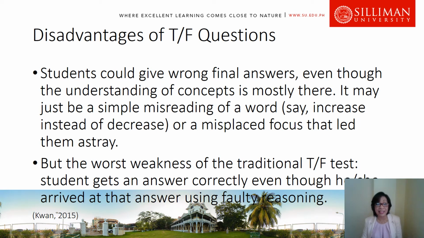Another set of disadvantages, students could give wrong final answers, even though the understanding of concepts is mostly there. It may just be a simple misreading of a word, say increase instead of decrease, or a misplaced focus that led them astray. But the worst weakness of the traditional T or F test is that a student gets an answer correctly even though he or she arrived at that answer using faulty reasoning.